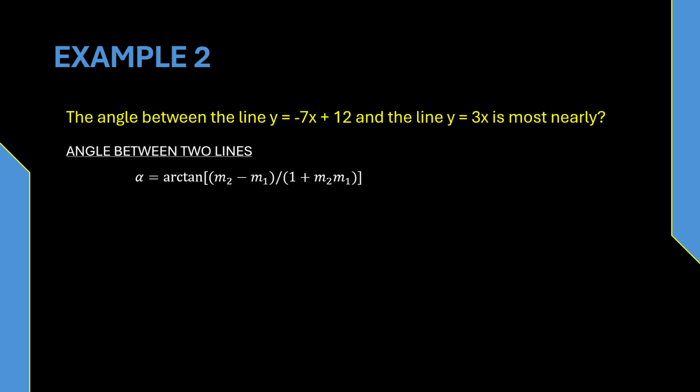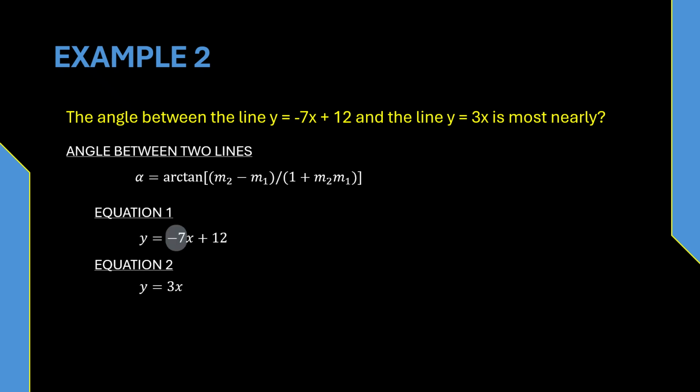Let's pull up the angle between two lines formula, which is alpha equals tan inverse of slope 2 minus slope 1 over 1 plus slope 2 times slope 1. From that, we just need to assign equations 1 and 2 so we can assign the values of m1 and m2. It could be either order, it just matters that you're consistent. In this instance, I'm going to assign equation 1 to be y equals -7x plus 12 and equation 2 to be y equals 3x.